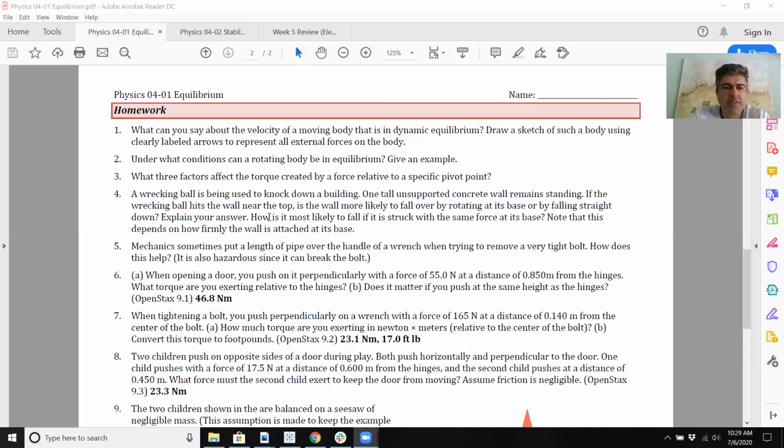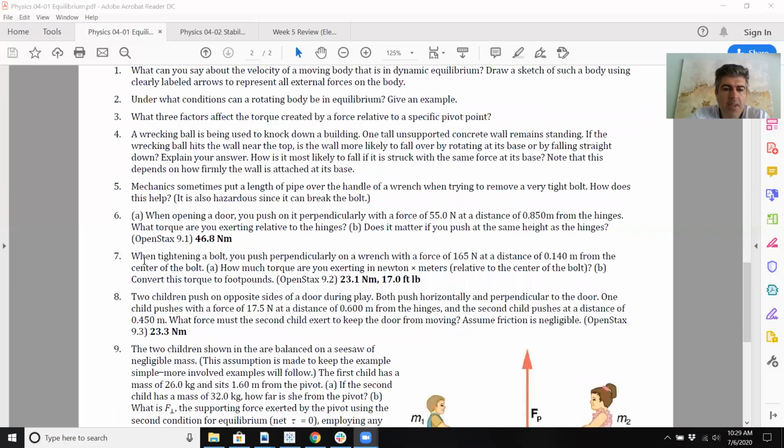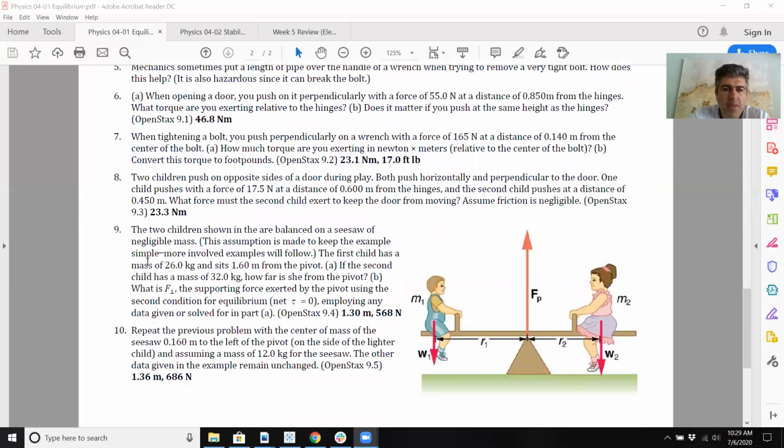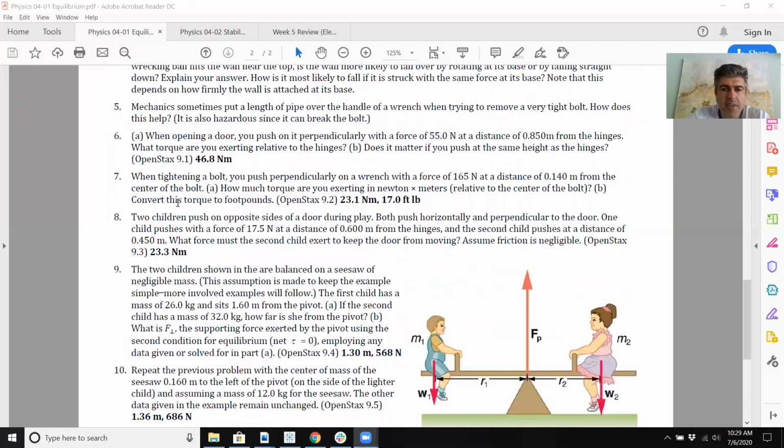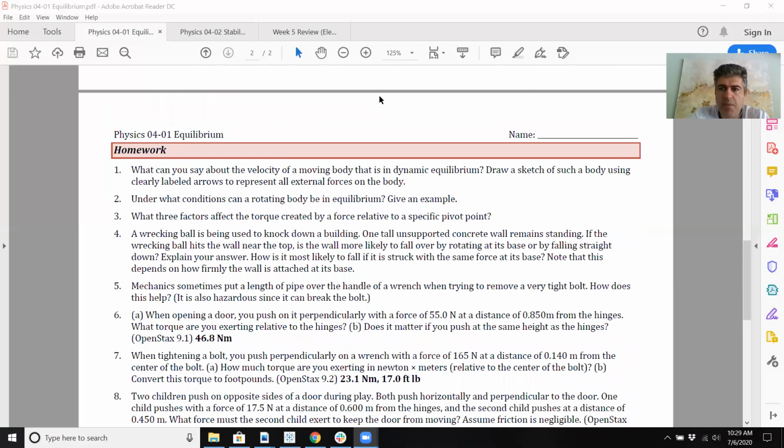3, 4, 5, 6. Yeah. So let's do 3, 4, 5, 6. So 3 and 4 are more conceptual. 5 and 6 will work out. Then we'll come back and we'll do this example on the seesaw. Then you guys do 7, 8, 9, 10 a little bit later. But let's do 3, 4, 5, 6, and we'll take about 10 minutes to do that.